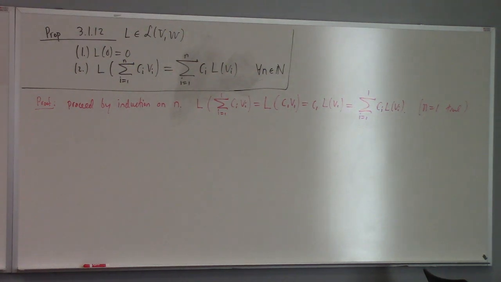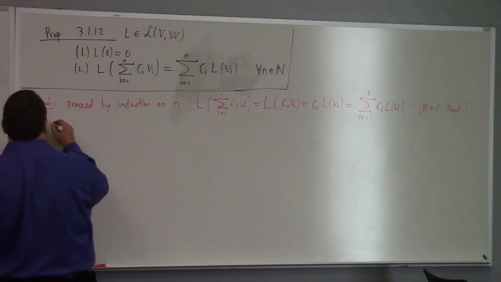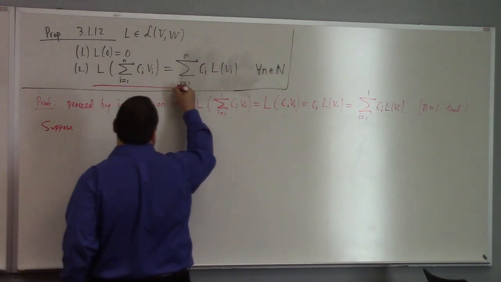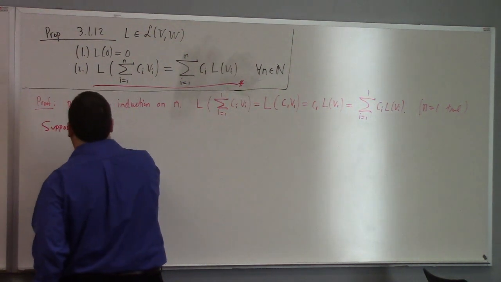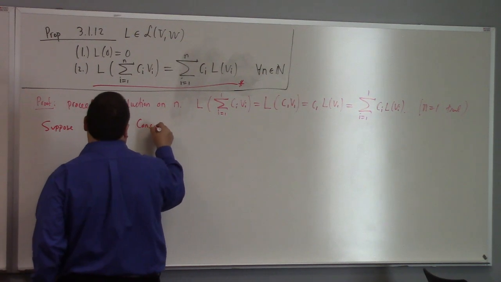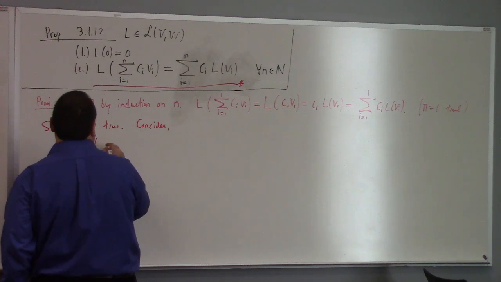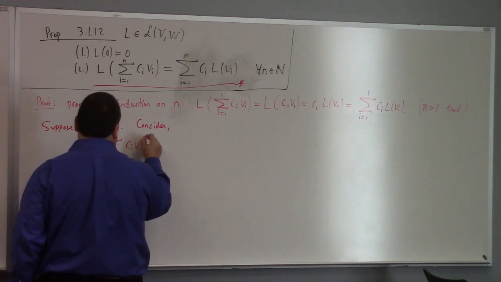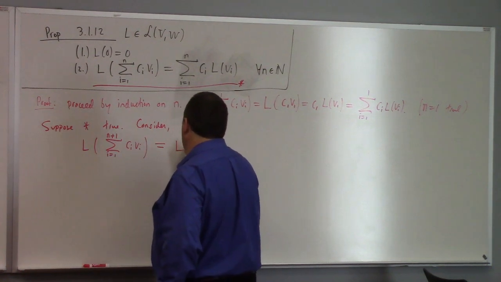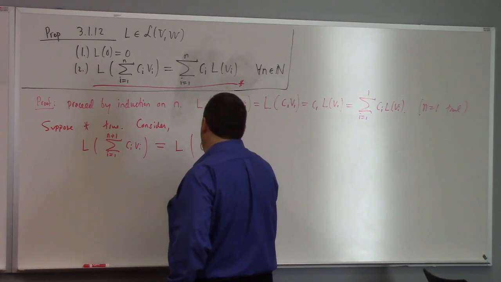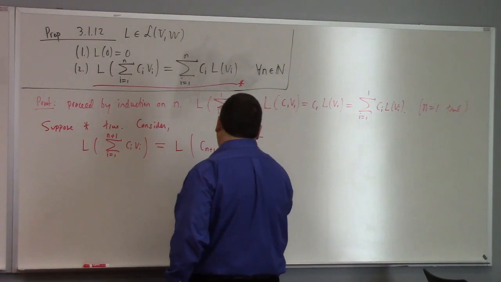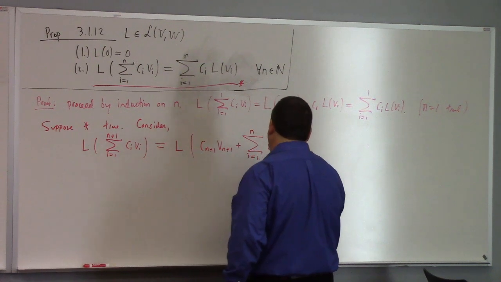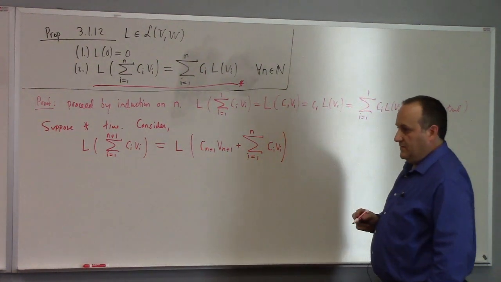Okay. So suppose inductively it's true for n. Suppose star is true. Consider L of the sum i equals 1 to n plus 1 of Ci Vi. All right, so by definition, that's L of C(n+1) V(n+1), right? Plus the sum i equals 1 to n of Ci Vi, right? By definition of sum.